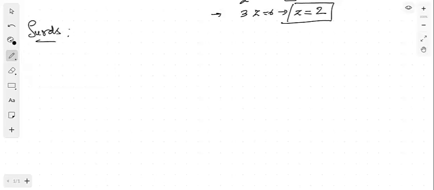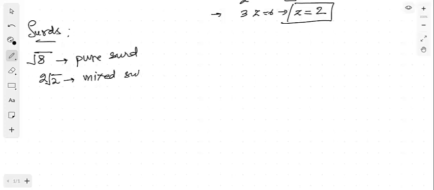surds. Okay, what is a surd? Root 8. This is a pure surd, and if it is written like 2 root 2, then these are known as mixed surds. Okay, this is what a surd is. Now, as we have the properties in indices, we have properties in surds also, laws of surds.